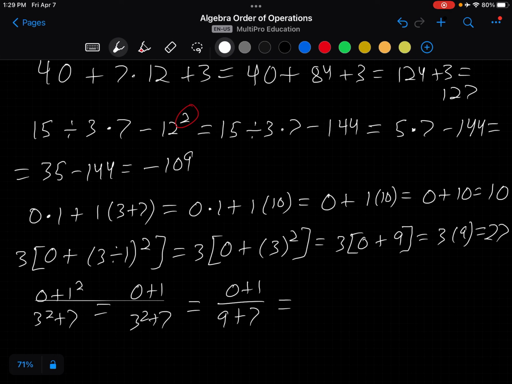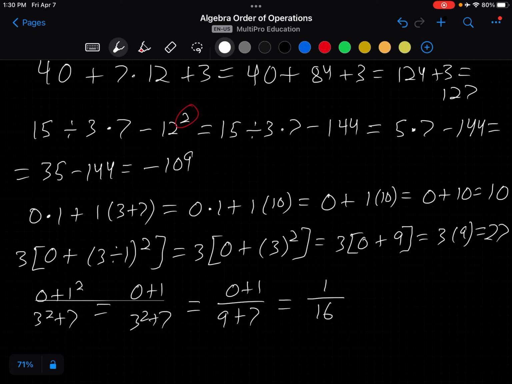All right, so now we have to solve what's on top and what's on bottom before we can really divide next. We have to do everything on the top row and get it completed and everything on the bottom row, and then we can do the division of dividing the top by the bottom. All right, so 0 plus 1 is 1. 9 plus 7 is 16. So our answer then is 1 by 16. 1 divided by 16. Or 1 over 16. Okay.